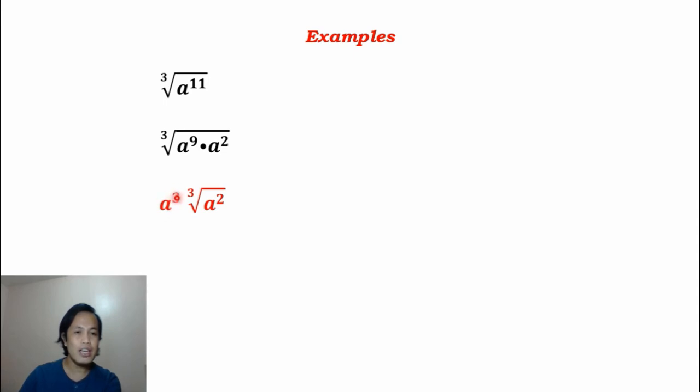How did we get 3 here? We just simply divide 9 by 3. And what shall remain in the radical shall be a squared. So our final answer shall be a cubed times the cube root of a squared.